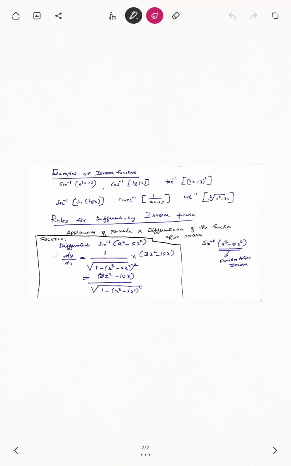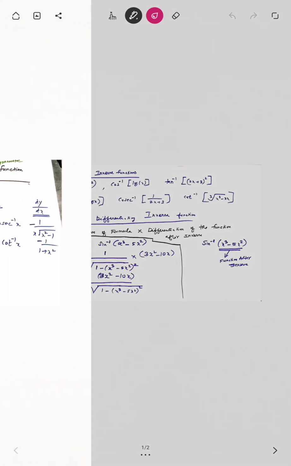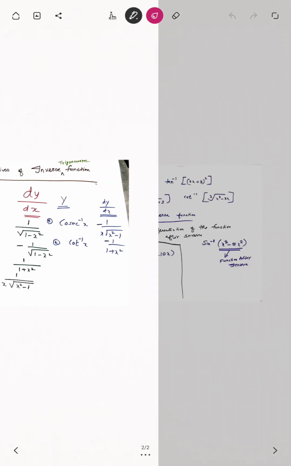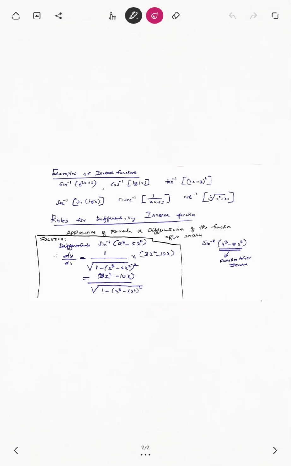Now, let us take an example. Sine inverse of x cube minus 5x square. Okay. What is the rule available for differentiation of inverse trigonometric functions? Application of formula, then differential of the function after inverse. Now you see, here sine inverse is coming. What is the differential of sine inverse x formula? 1 by root of 1 minus x square.